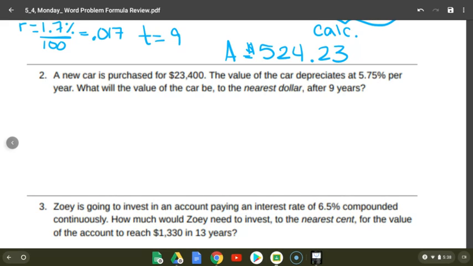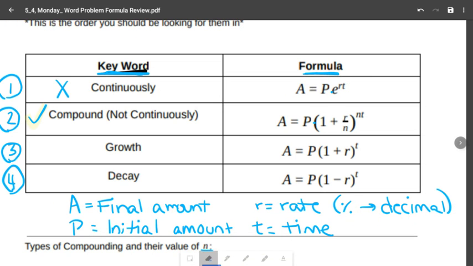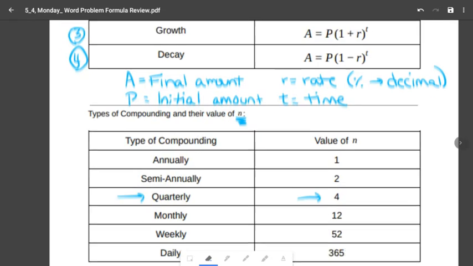So question 2. Let's erase our marks so we can go back and do it again.